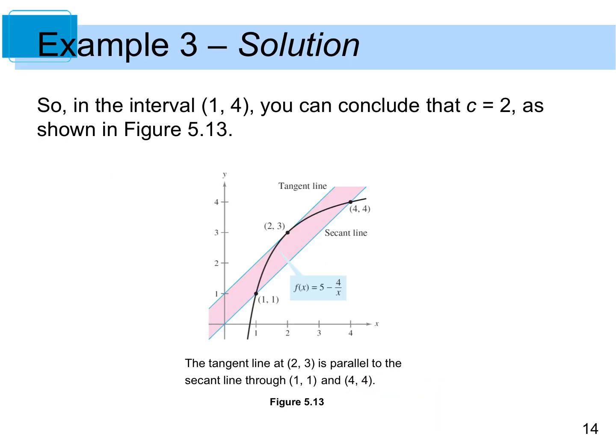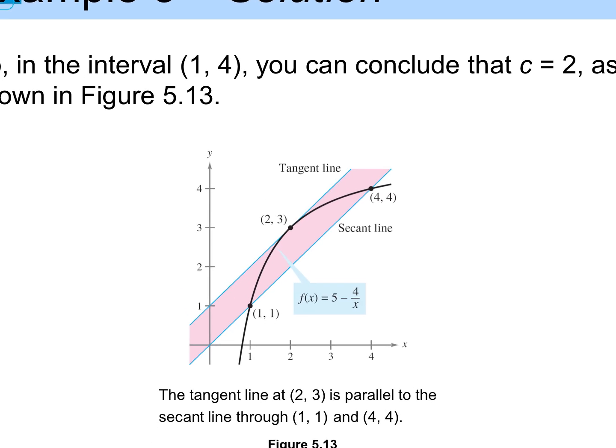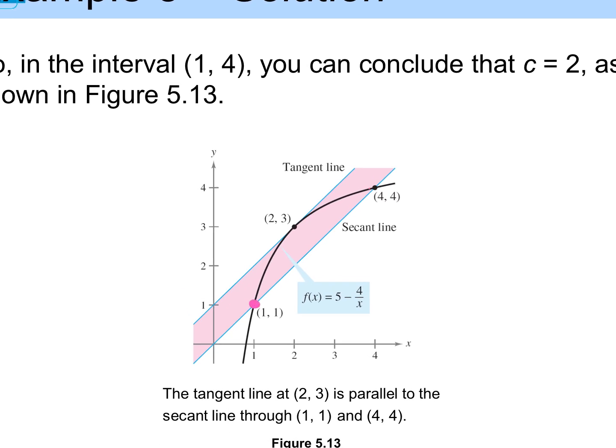Next page is just the solution for example 3, the last question we did, so it draws it out for us. So we found the slope of the secant line using the slope formula. Then we had to find what x value gives our tangent line the same slope. So find the slope, set your derivative equal to that, and solve for x.